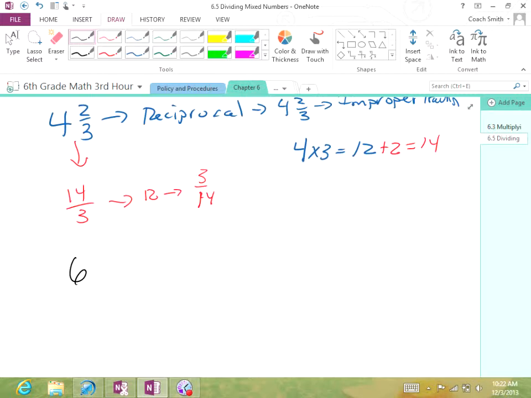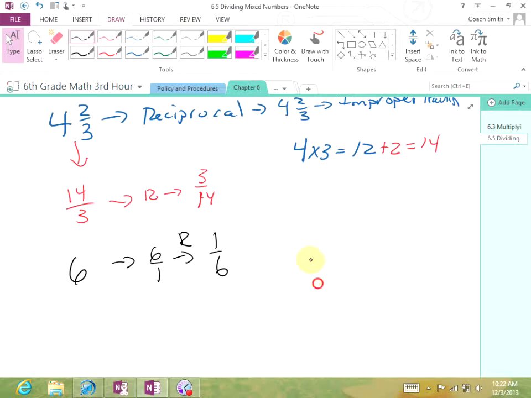You would turn 6 into an improper fraction. Which is what? 6 over 1. Correct. Then we would do what? You would flip it. Which would give us what? 1/6. Yeah. So the reciprocal of 6 is 1 over 6.